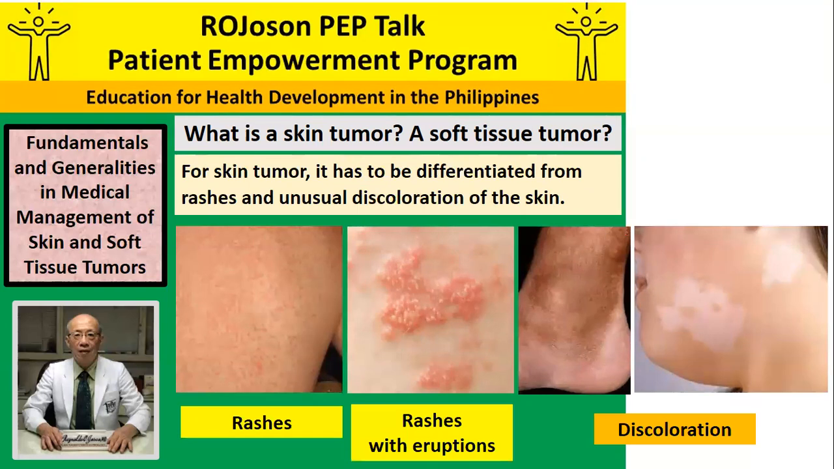For skin tumors, it has to be differentiated from rashes and unusual discoloration of the skin, like this. Rashes with eruptions and discoloration.